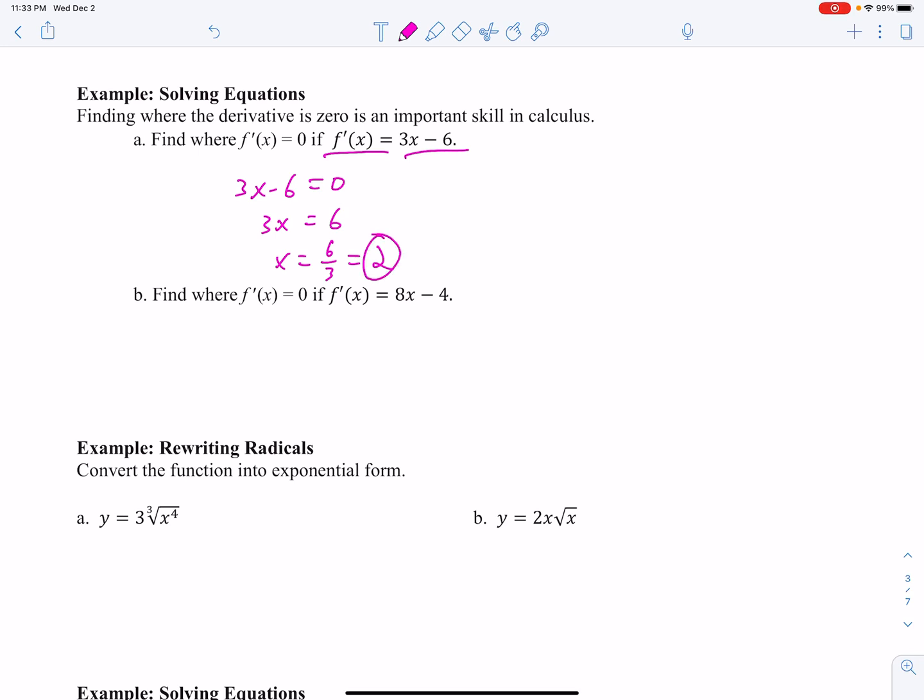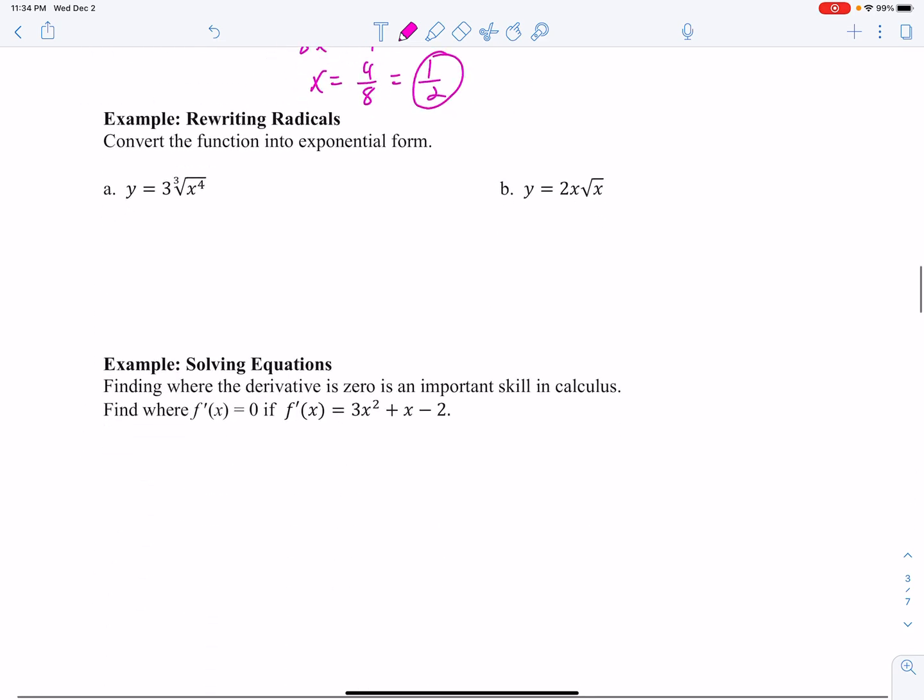Okay? Same with part B here. We're going to take the function, set it equal to 0. So 8x minus 4 equals 0. So we'll add 4 and divide by 8, which is 1/2. Okay?